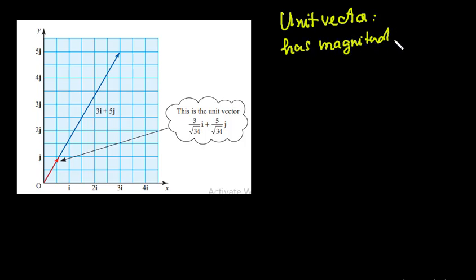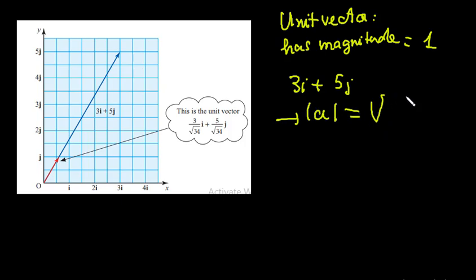And now we will look at a term called the unit vector. Bear in mind that unit vectors are vectors with magnitude equal to 1. I have a vector 3i plus 5j, and I want to find the unit vector of this one. First I have to find the length of this one. The length would be equal to the square root of 3 squared plus 5 squared, which is equal to the square root of 34.